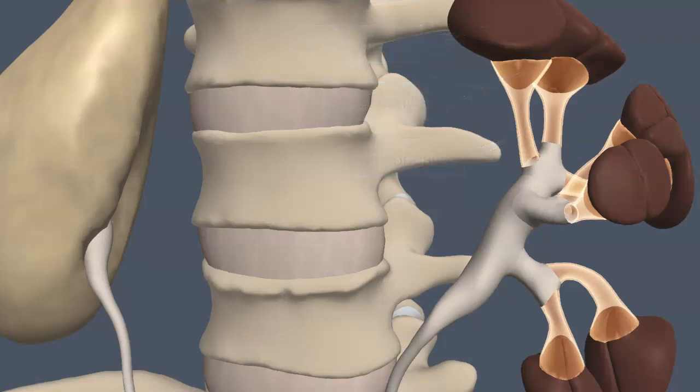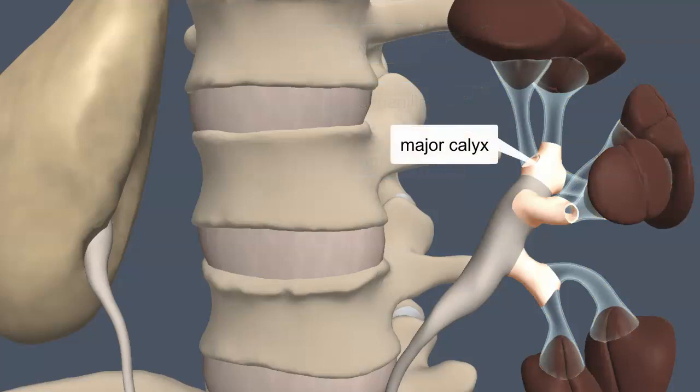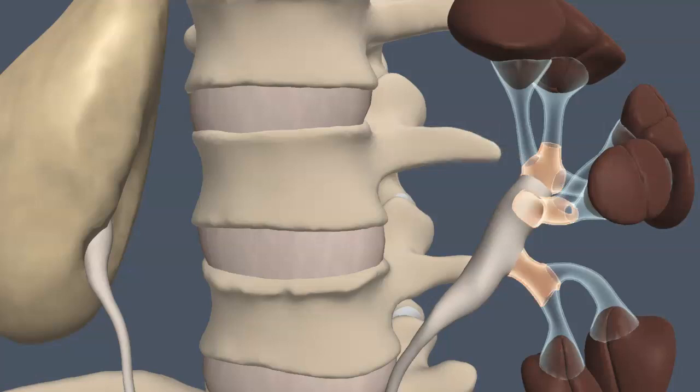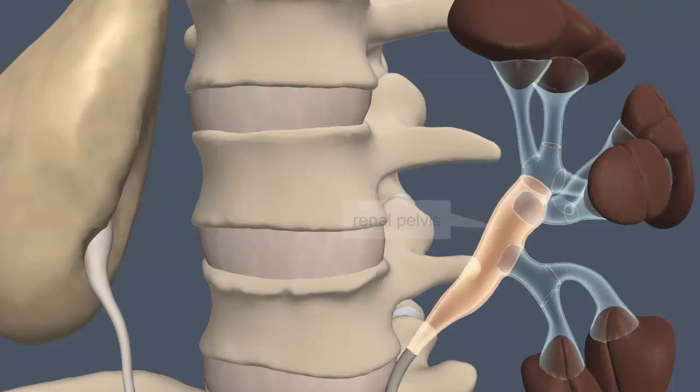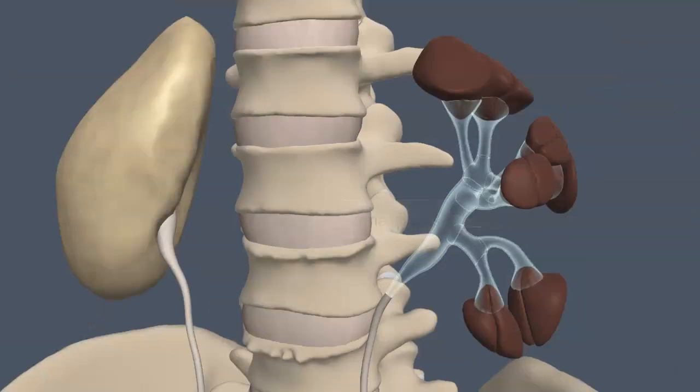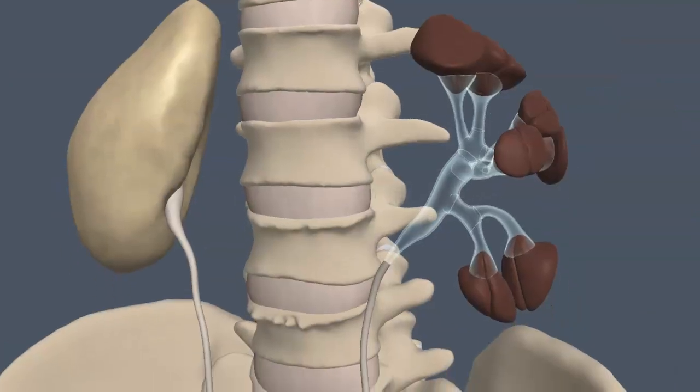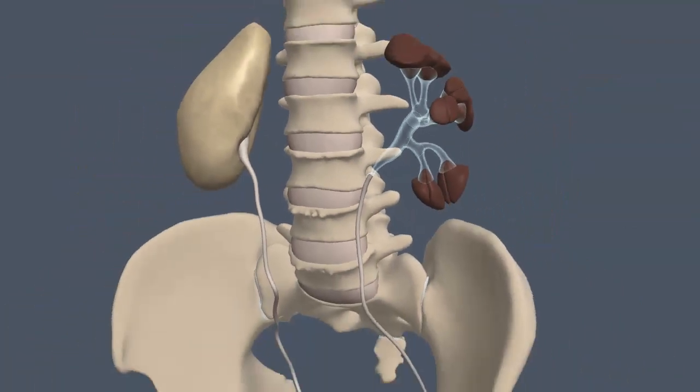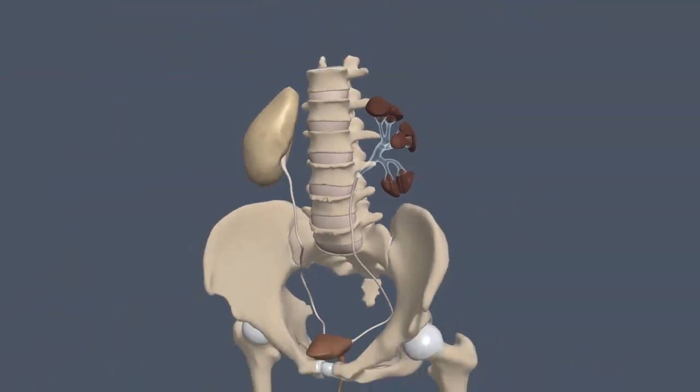And then a minor calyx leads into a major calyx. There are usually 2 or 3 major calyxes per kidney, as seen here. And the entire branching top of the ureter is what's known as the renal pelvis. The renal pelvis collects urine, and then it conducts urine to the urinary bladder.